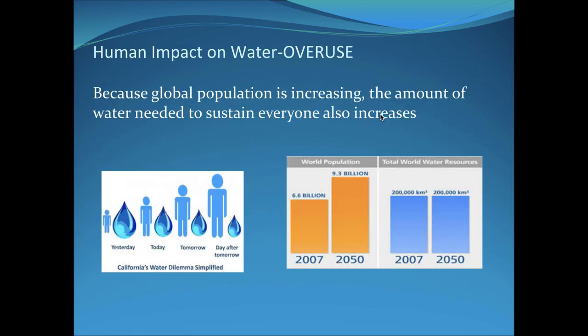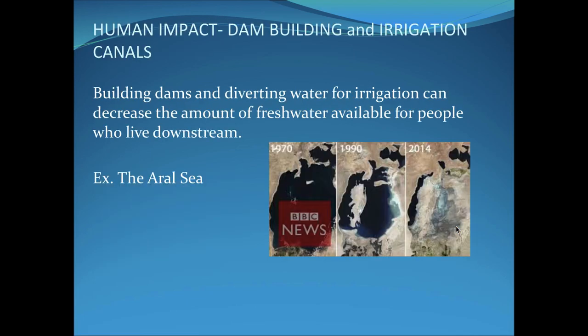All right. So let's look at how people impact water in terms of amount. We know that global population is increasing, so the amount of water that is needed every day also increases. But remember, from the water cycle, the amount of water never changes on Earth. We always have the same amount. So we have to be smarter about how we use it, and we got to make sure we're not wasteful with it. All right? Humans can impact surface water and amounts of surface water available by building dams and irrigating. So this is a really good example: diverting water for irrigation can decrease the amount of fresh water available for people who live downstream.